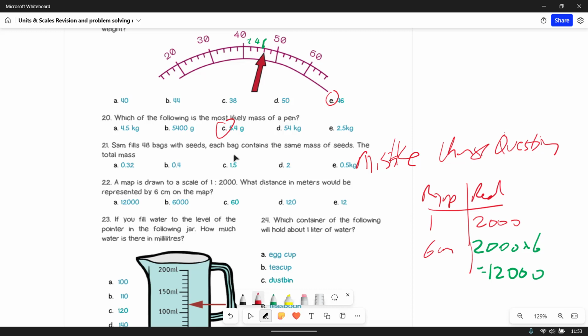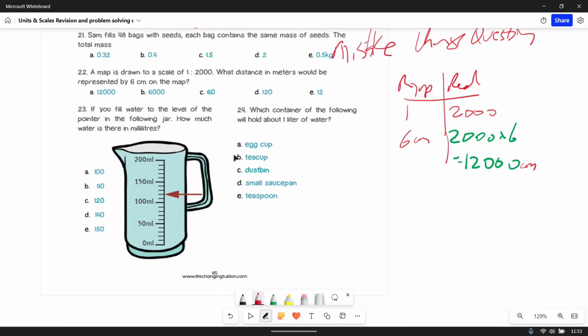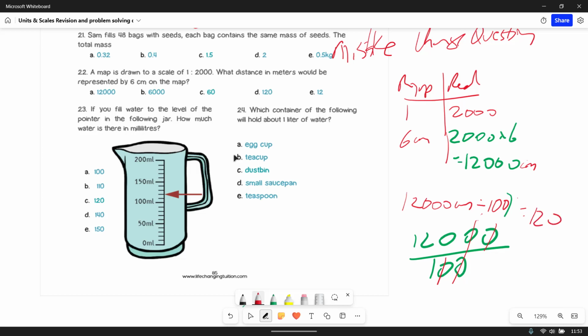So number 22 should be, well, 12,000. That's 12,000 centimeters. So it's quite a tricky one here. So you've got to convert that into meters. So 12,000 centimeters, you divide that by 100. That will give you it in meters. So the quickest way to do that is to cross off the matching zeros. It's 120. Okay. So yeah, that's a common question. So make sure you know how to do that.